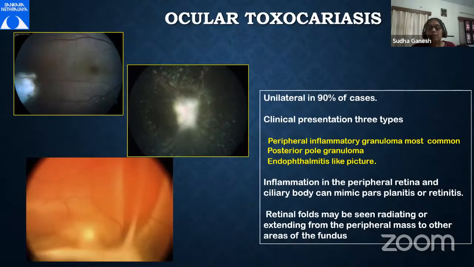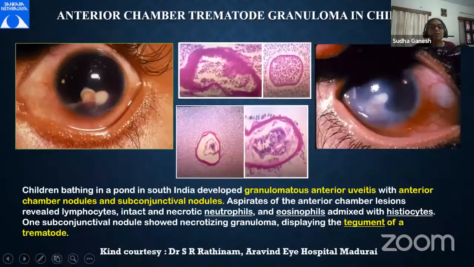The inflammation in the peripheral retina and the ciliary body can mimic a pars planitis or a retinitis. The retinal folds can be seen radiating and extending from the peripheral mass to the other areas of the fundus.